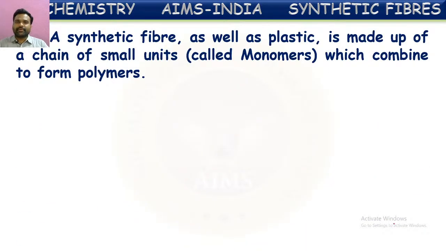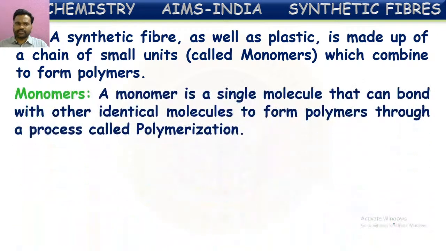A synthetic fiber as well as plastic is made up of a chain of small units which combine to form a polymer. So here the small units are known as the monomers. What are these monomers? A monomer is a single molecule that can bond with other identical molecules to form a polymer through a process called polymerization.